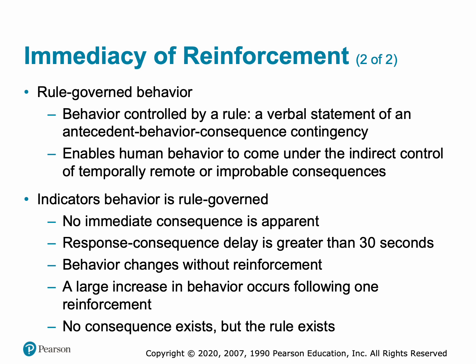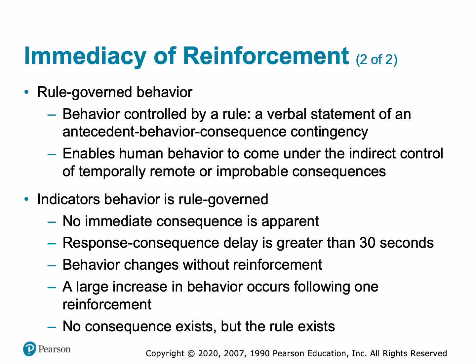So there are some indicators that you can look for to find out if behavior is rule governed. Some of these are that there is no immediate apparent consequence, right? So you see a behavior that's occurring, right? You guys coming to school, but there's no immediate consequence for you guys. That's an example of a rule governed behavior. The response consequence is delayed greater than 30 seconds. Again, this meets that criteria.